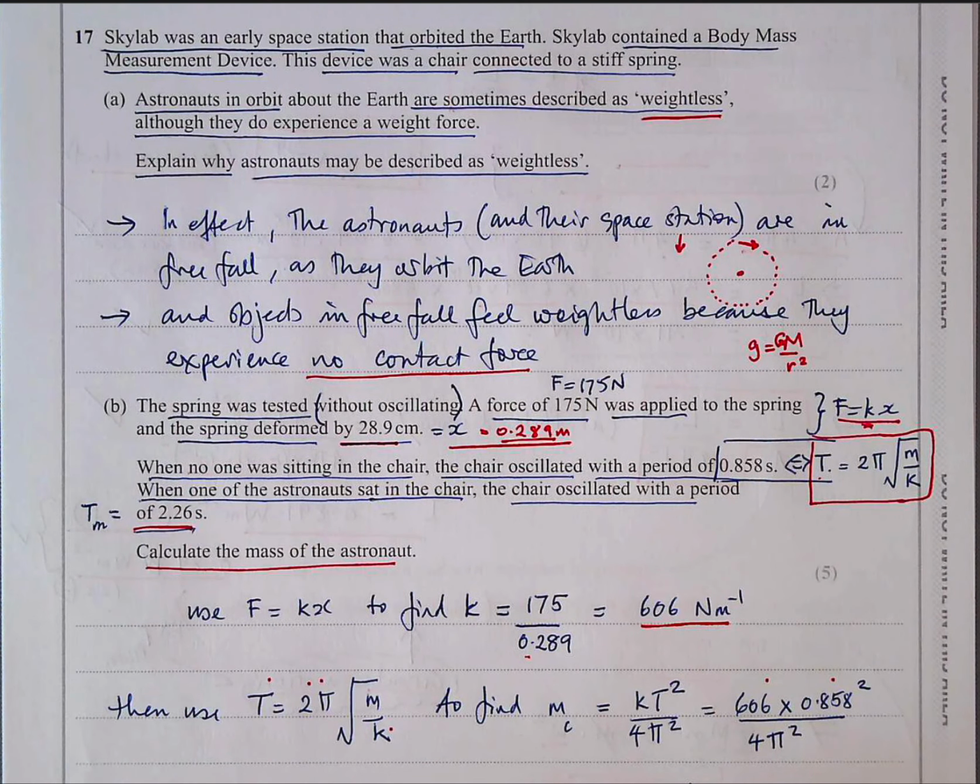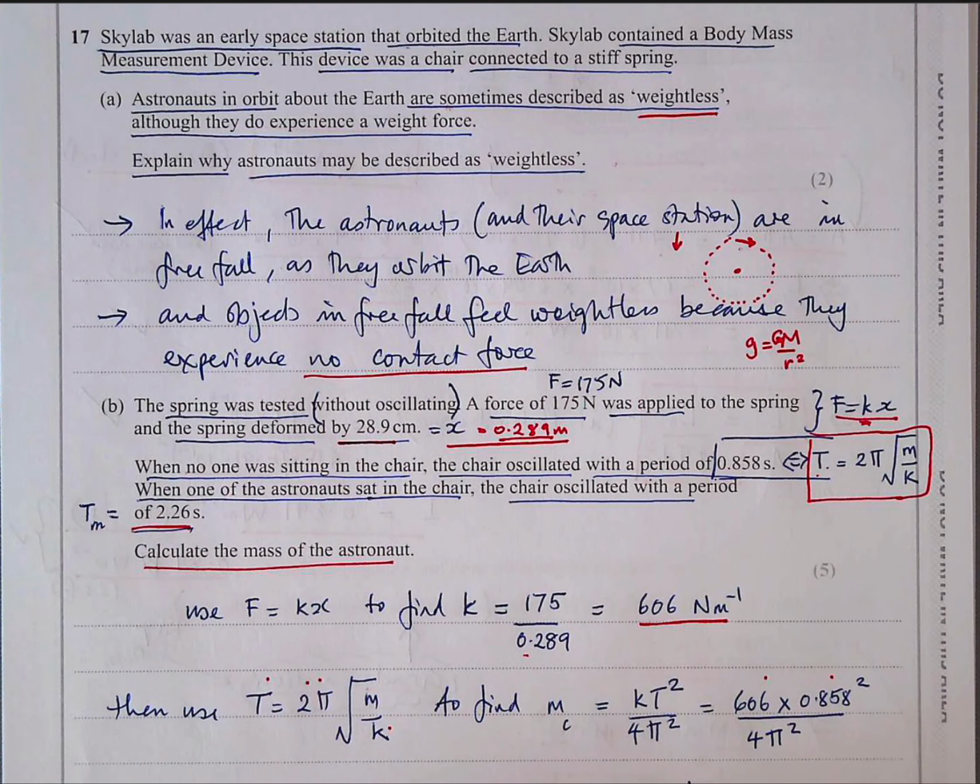When the man is sitting on it, the mass you're working out is a combined mass. So you do the same again, but this time you put the period of 2.26 seconds in it. 4 pi squared doesn't change. The total mass that's causing that oscillation would be 70.